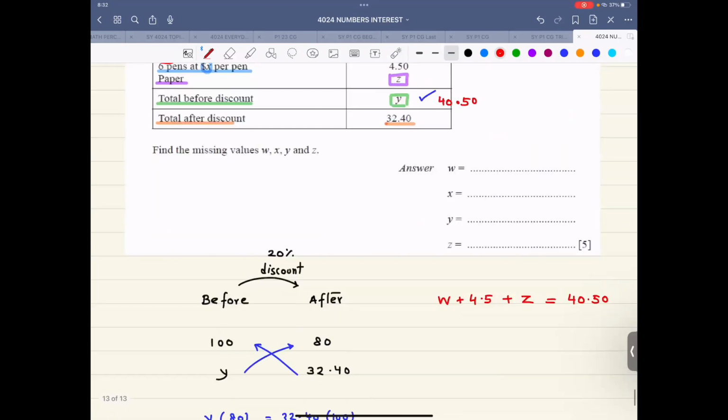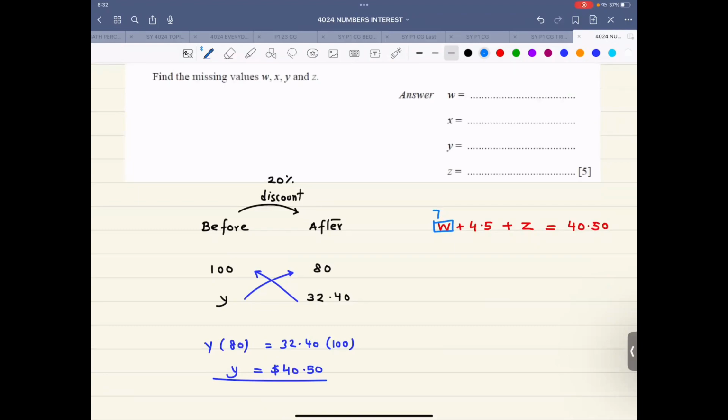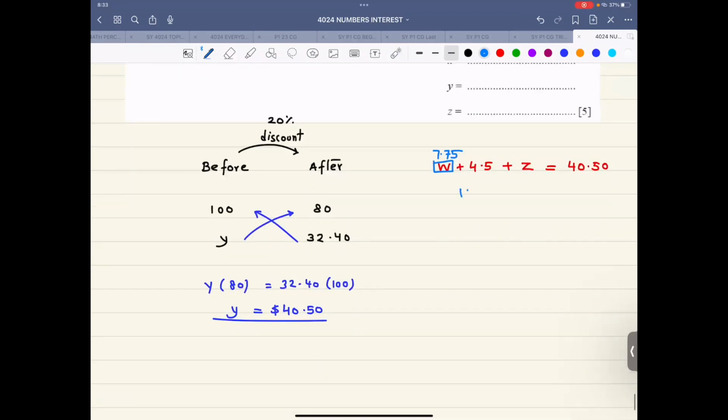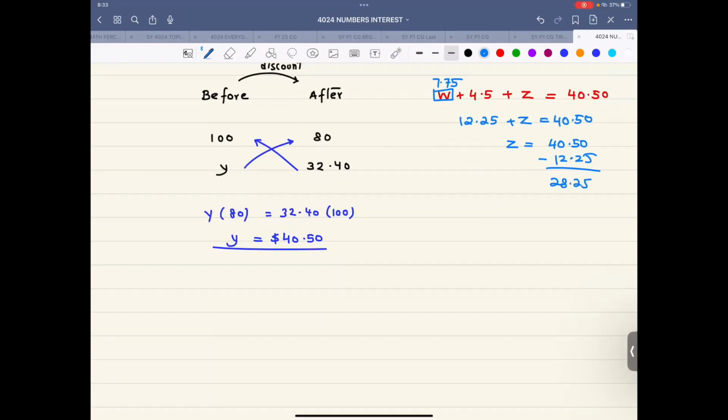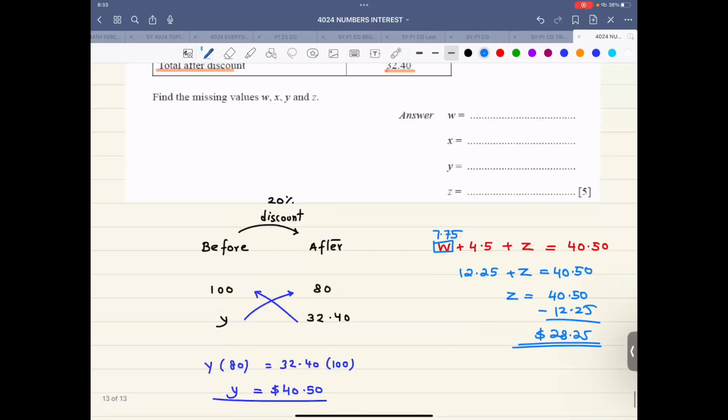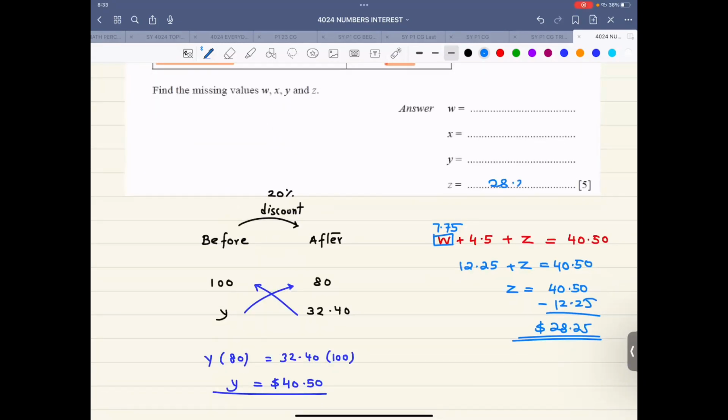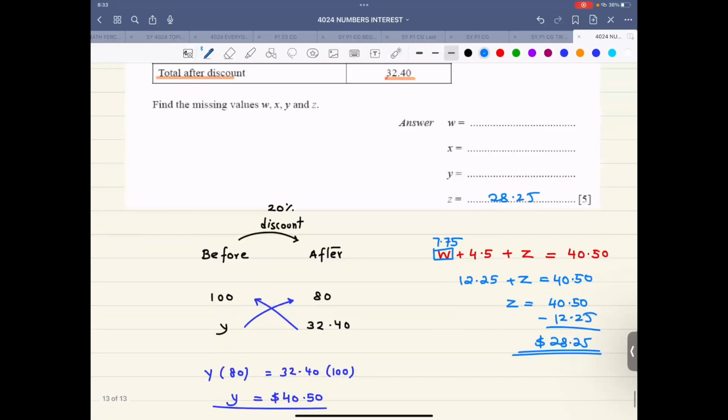Now, how much is W? W is 7.75. So 7.75 plus 4.5 is 12.25. 12.25 plus Z equals 40.50. Therefore, Z is 40.50 minus 12.25. Let's do the subtraction. This comes out to be $28.25. That's the value of Z. So Z is 28.25 and Y is 40.50.